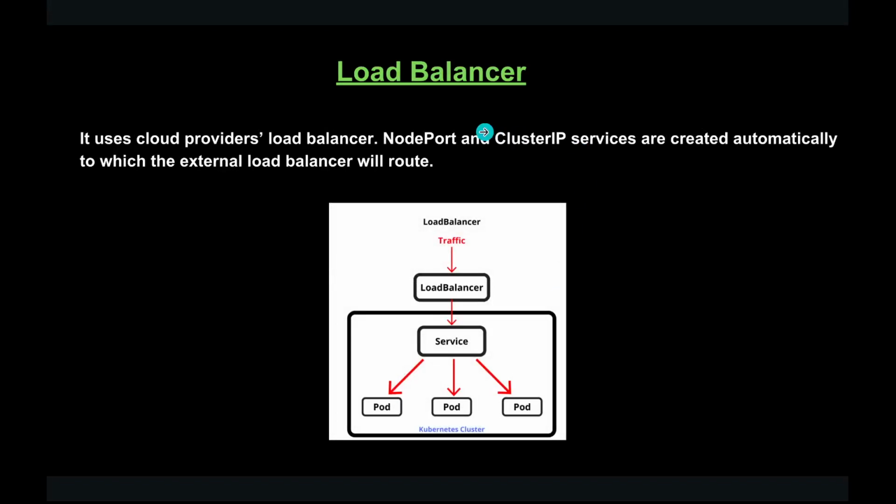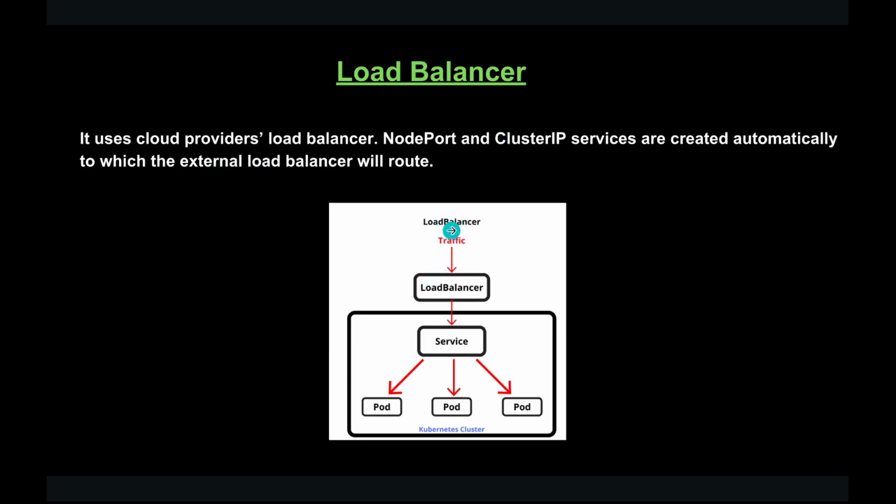Now the last way of exposing my application to the outside world, and one of the simplest ways, is the load balancer service. The load balancer comes into the picture when we are talking about deploying our Kubernetes pods on AWS cloud, Azure, Google Cloud, etc. Whenever we create a load balancer type service, NodePort and ClusterIP services are automatically created, to which the external load balancer will route.